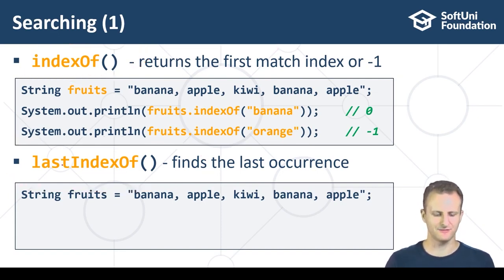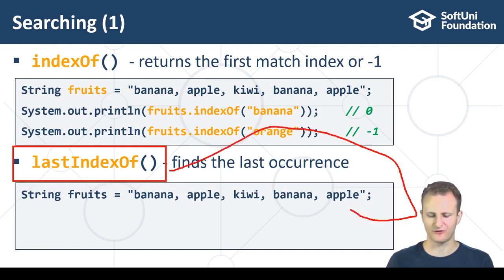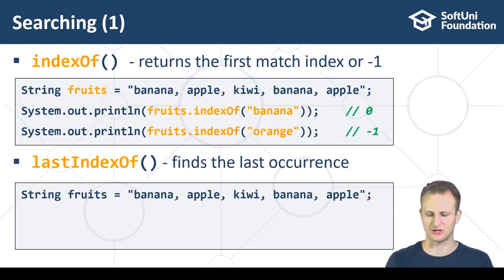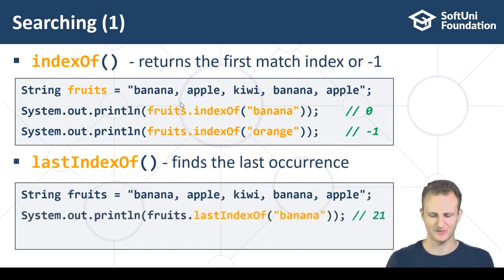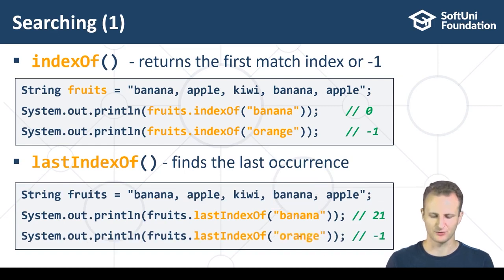And lastIndexOf does the same thing that indexOf does, but it starts from the back. So if you search for apple with indexOf, so how many characters are there? Well, it's going to find this apple. If you search with indexOf for apple, but if you search with lastIndexOf, it's going to find the last apple. So it basically does the same thing, but it starts in reverse. So it starts looking from the last item over here. So if you look for banana, it's going to find this banana instead of this banana, if you use lastIndexOf. If you search for orange, it's still going to return -1.